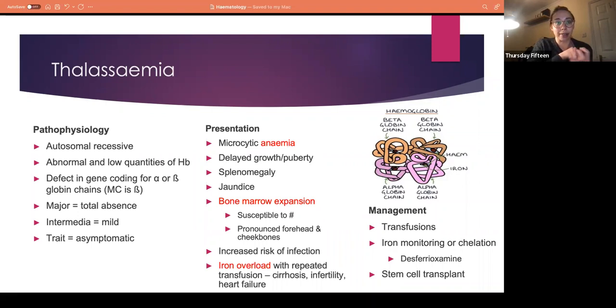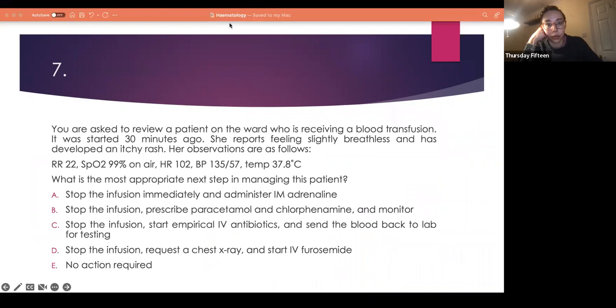So you can gather iron with a drug called desferrioxamine and take it out of the system. And again, you could cure it with a stem cell transplant. So question 7.